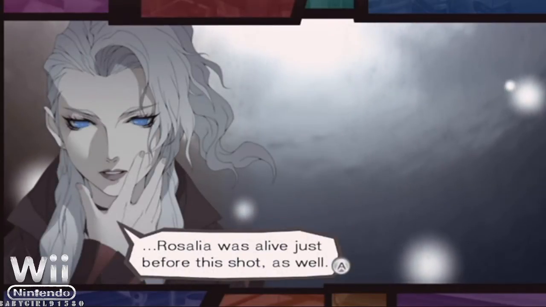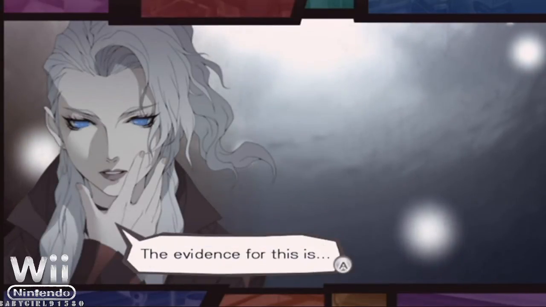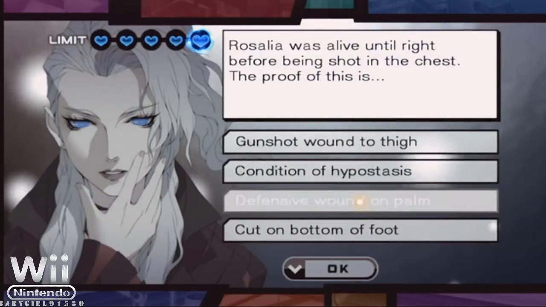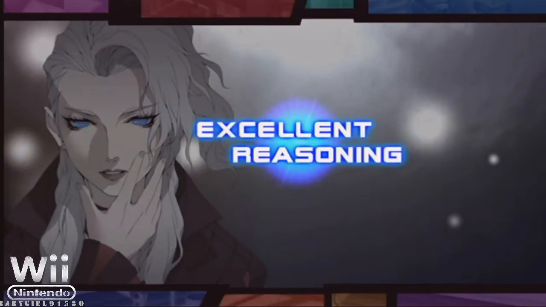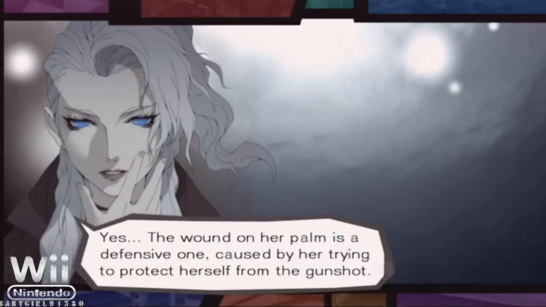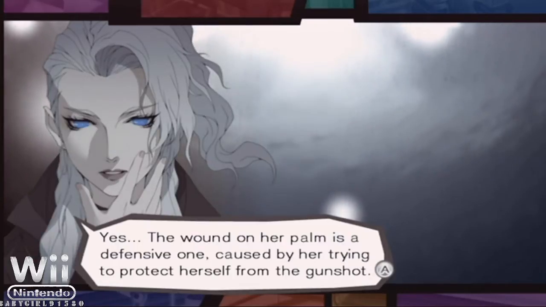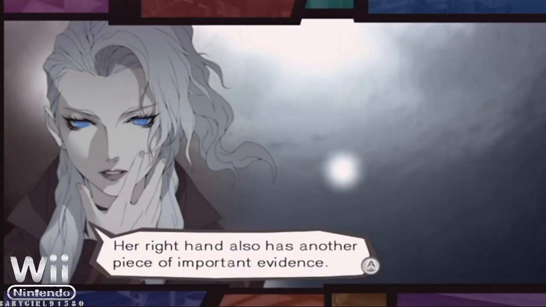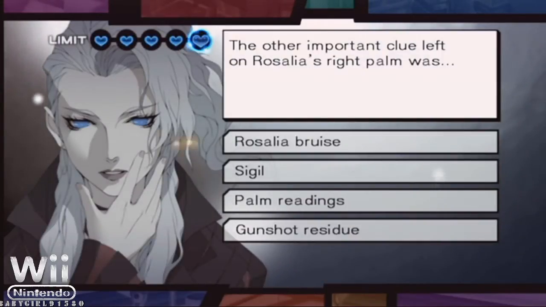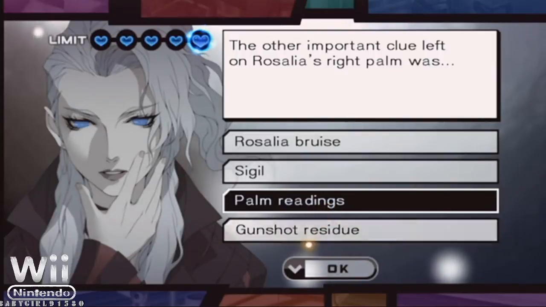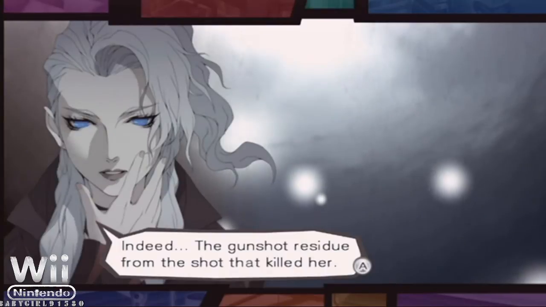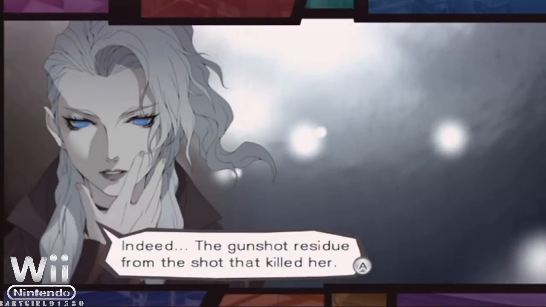Rosalia was alive just before this shot as well. The evidence for this is... yes, the wound on her palm is a defensive one, caused by her trying to protect herself from the gunshot. Her right hand also has another piece of important evidence. That is... indeed, the gunshot residue from the shot that killed her.